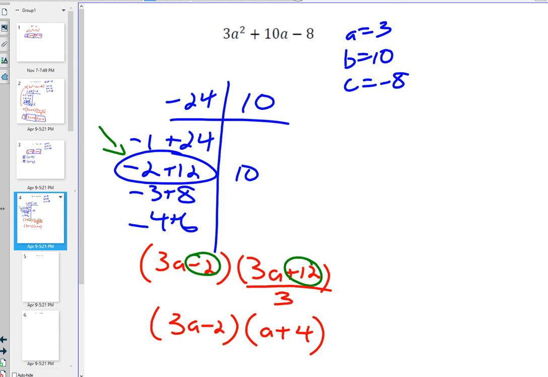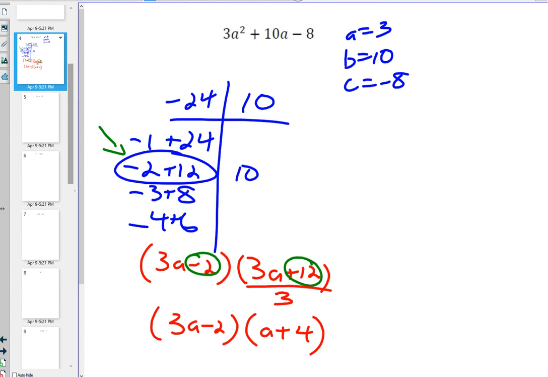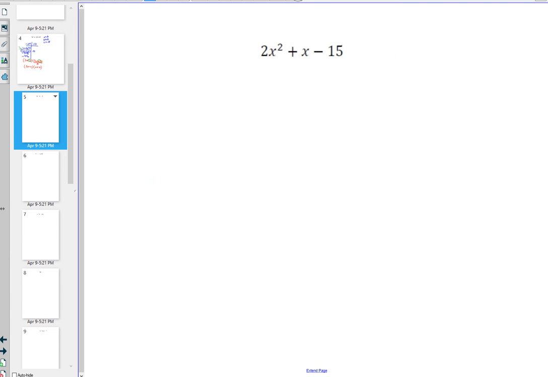If you're not sure how I got something, say it. I'm not trying to get through everything, but I'm willing to stop if you have questions. Here's another one where, and on Monday we spent most of Monday dealing with these with trinomials that had an A that was greater than 1.